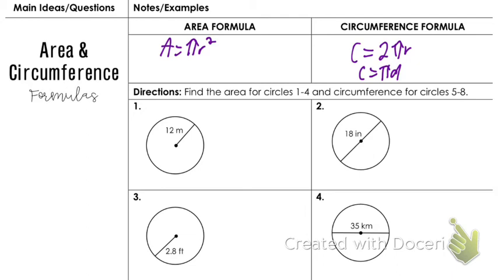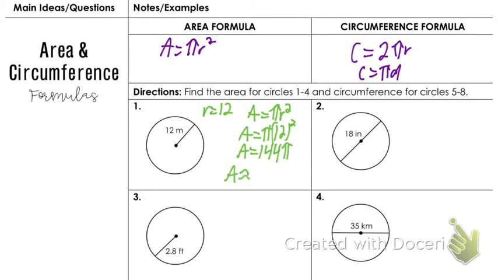All right, on 1 through 4, find the area. On 5 through 8, we'll find the circumference. So number 1, what's this? That's 12 meters. The radius. So the radius is 12. We plug this in to find the area. A is equal to pi r squared, so A is equal to pi times 12 squared. What's 12 squared? 144. So it's 144 pi. And we can approximate that by typing it into our calculator.